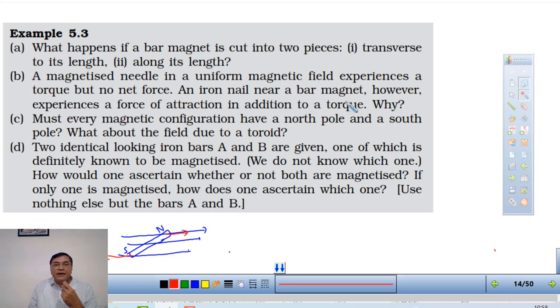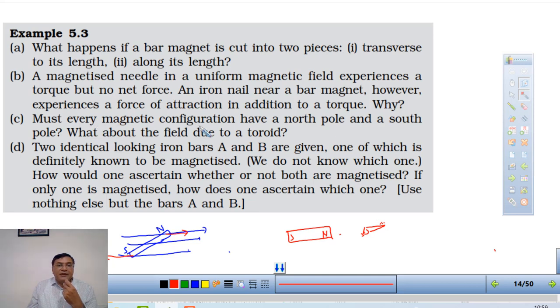An iron nail near a bar magnet: suppose now it is a bar magnet and we put one nail. This bar magnet produces a non-uniform magnetic field, so the field is different at different places, and because of that the force is also different. So the resultant force is not 0. A resultant force is acting, and it may be non-collinear too, so torque will act and force will also act.